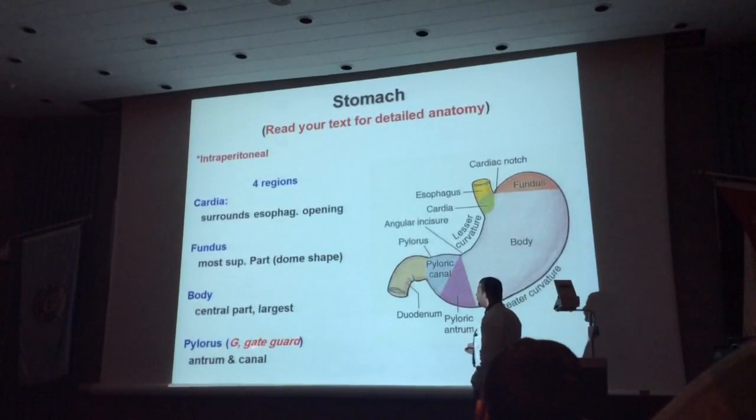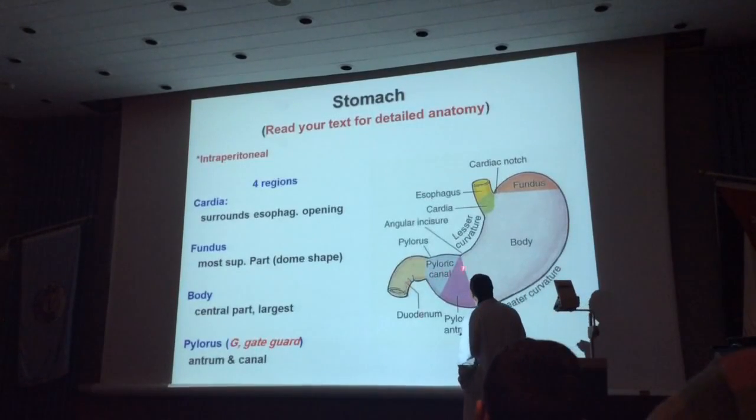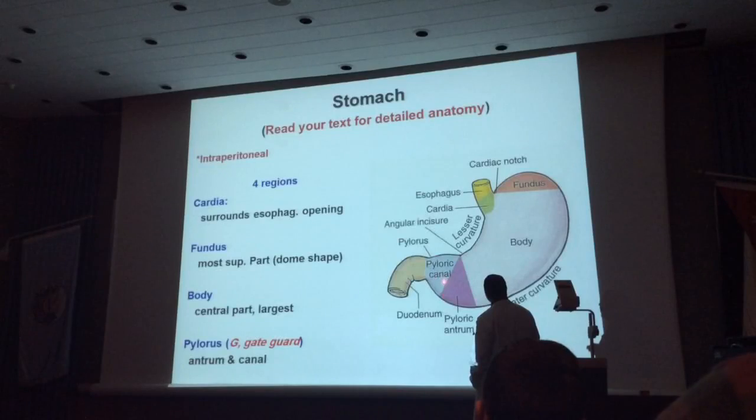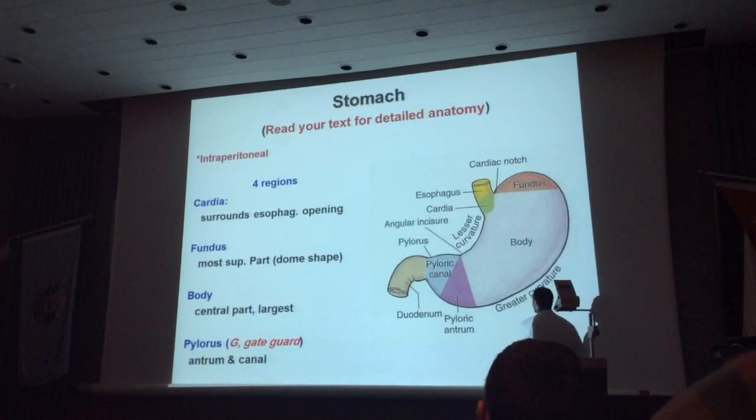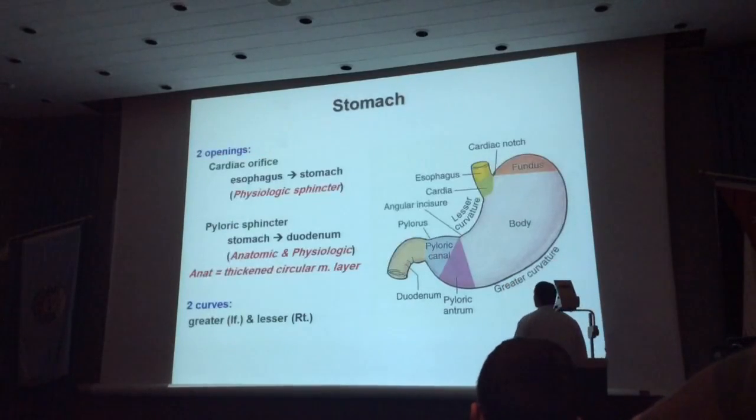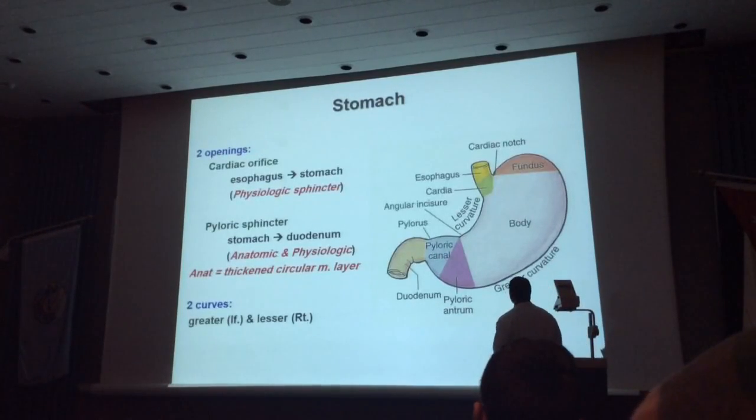Pylorus is a Greek word for the gate guard, the gatekeeper, because this lower part of the stomach guards the gate into the duodenum, the small intestine. The pylorus has an entrance and a canal: pyloric antrum, pyloric canal. Then there are 2 openings in the stomach.